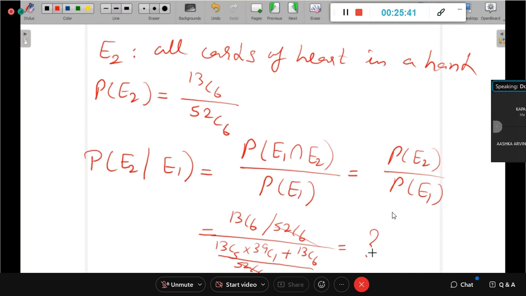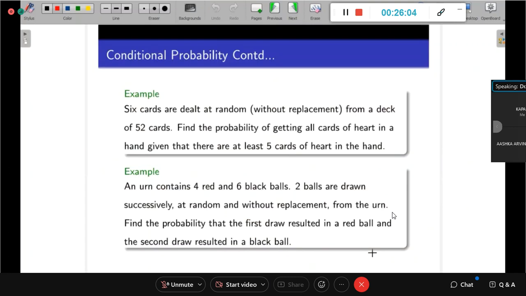Okay, right. Now let's move forward. I hope if you have anything to say, you can say it. Okay, right. So let's move to the next question, the second example now.